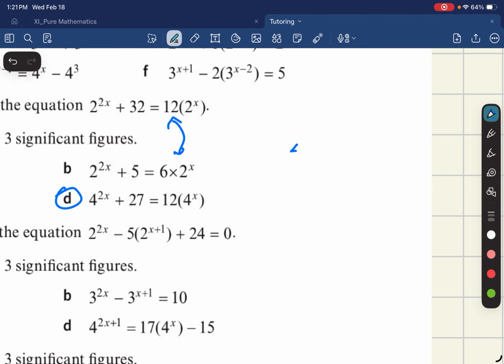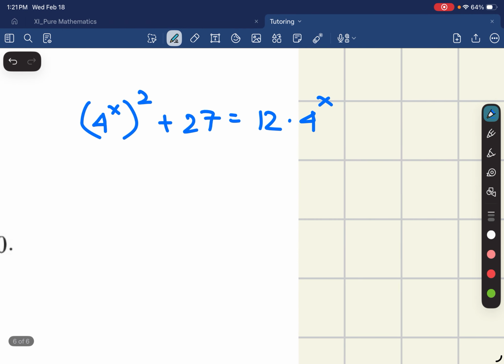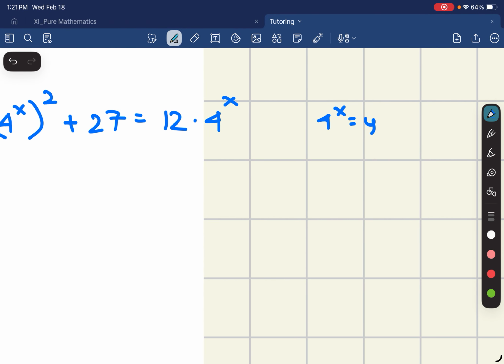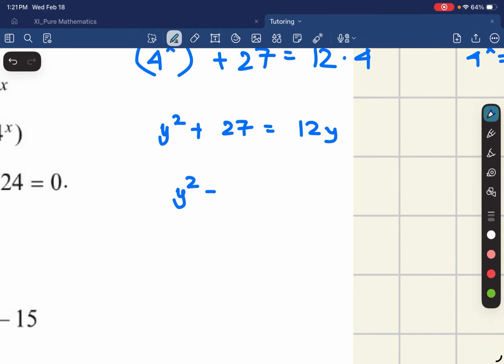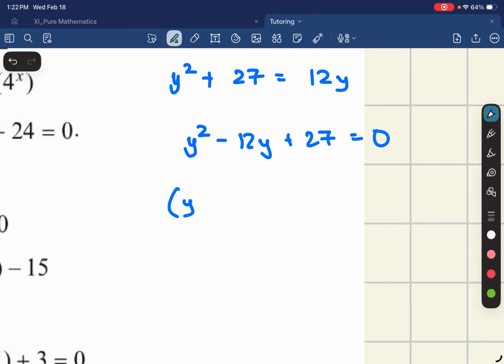So D, I'm going to say 4 to the power x, because I have 4 to the power 2x. X times 2 is going to be 2x. 4 to the power 2x plus 27 is going to be 12 times 4 to the power x, right? So if I say that 4 to the power x is equal to y, then y squared plus 27 is going to be 12y. And y squared minus 12y plus 27 is going to be 0. And let me try to factor things out. Minus 9, minus 3, right?